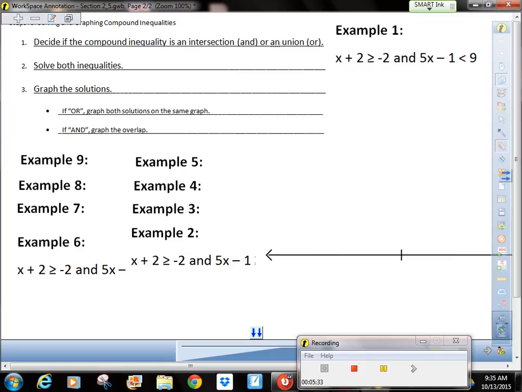Did you have enough room? I gave you enough room, didn't I? Yeah. All right.